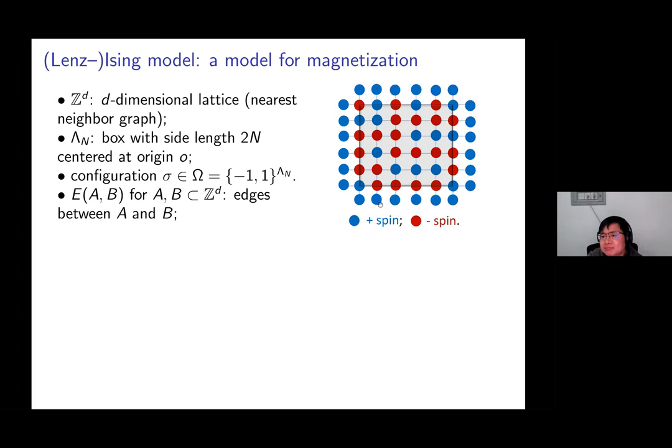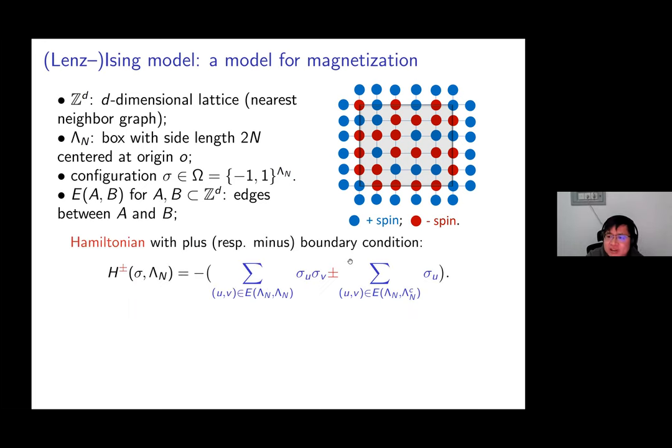And we pose some boundary conditions, as I show in the picture. The boundary condition can be arbitrary, but for the purpose of this talk, we mostly care about plus or minus boundary conditions, and the reasons will become clear soon. Now, with all these notations, we can define the Hamiltonian for a configuration. It's defined in this mathematical display.